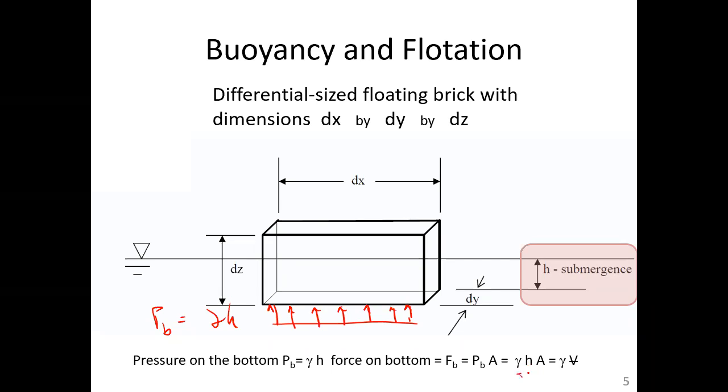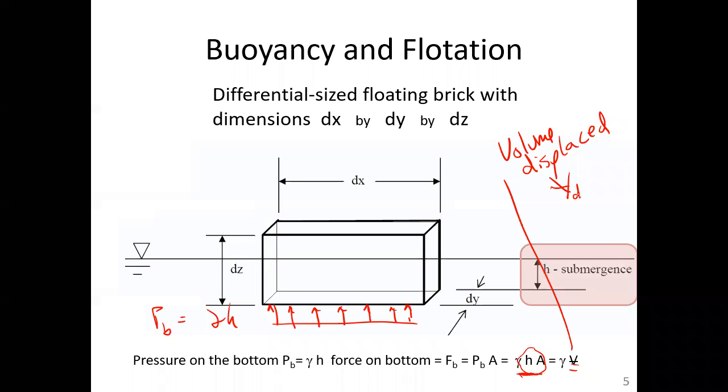When we look at that force, we can recognize that hA in this case is what we would call the volume displaced. And so this is Archimedes' principle. For a floating object, the weight of that object is equal to the weight of the fluid displaced by the object. Again, something you probably learned in high school.